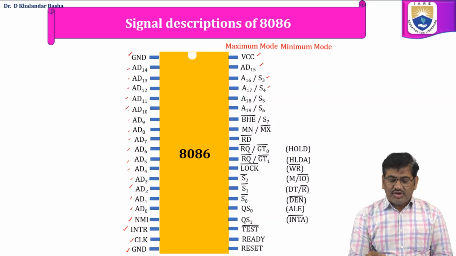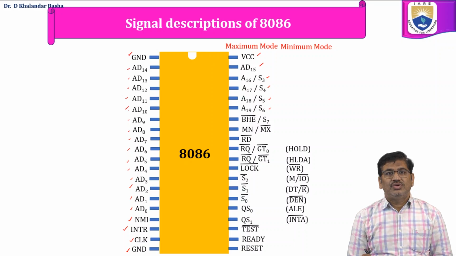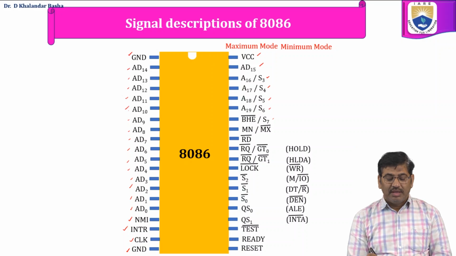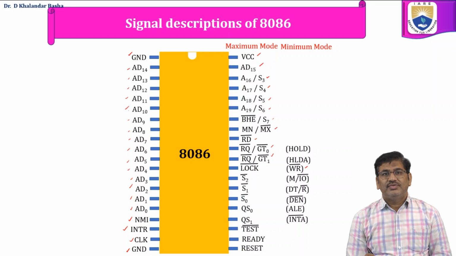The higher 4 bits of the address lines we can see on A16 to A19. These signals also carry the status information S3, S4, S5, S6. BHE bar/S7 is for bus high enable. MN/MX bar indicates whether the processor is in minimum mode or maximum mode. Read bar indicates read operation, and write bar indicates write operation. RQ/GT0 and RQ/GT1 are the request grant signals in maximum mode.